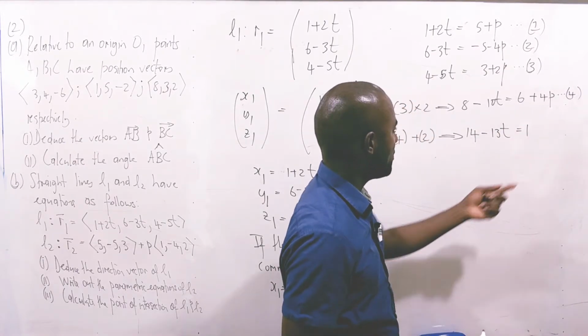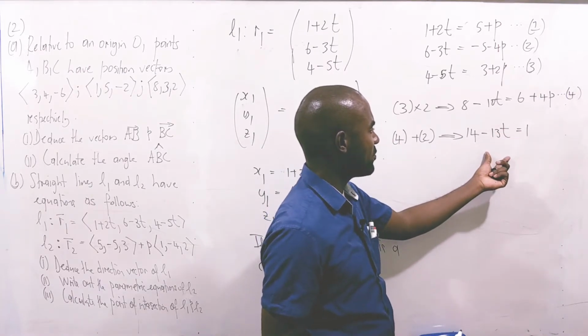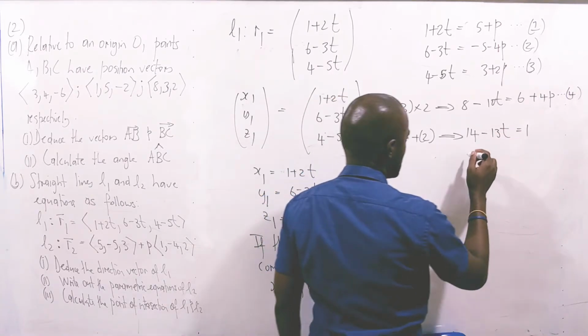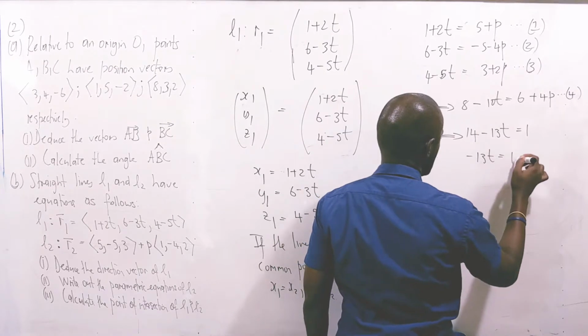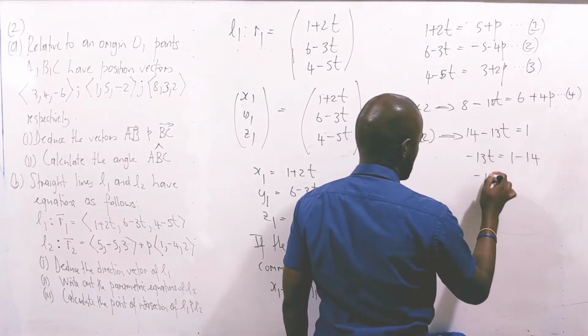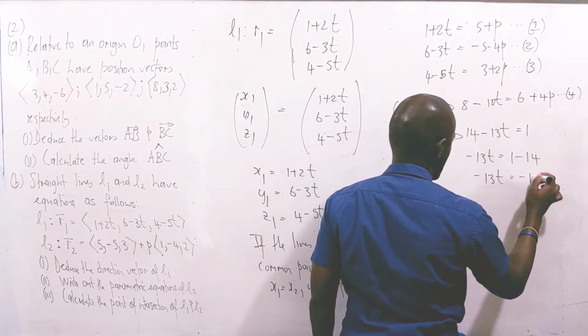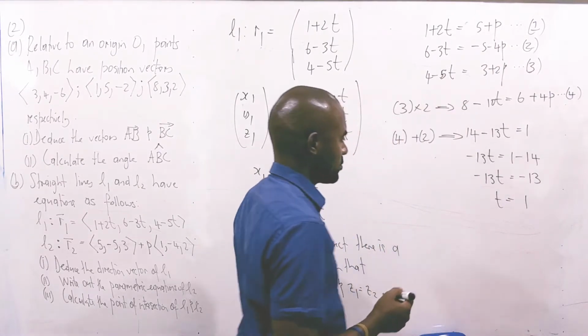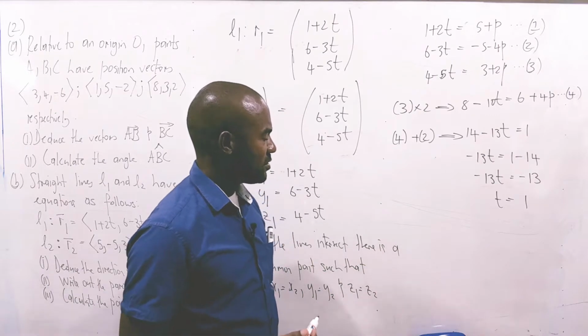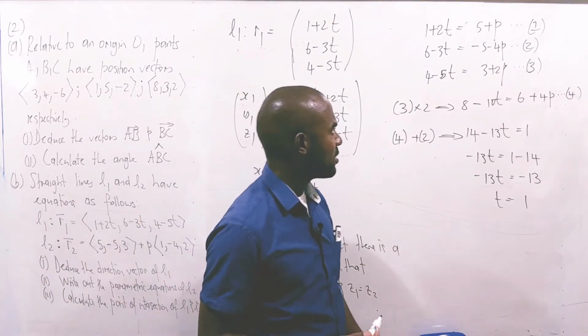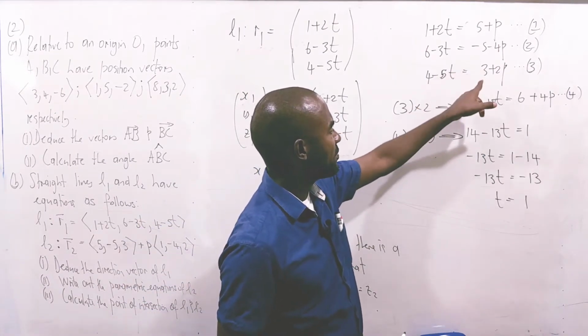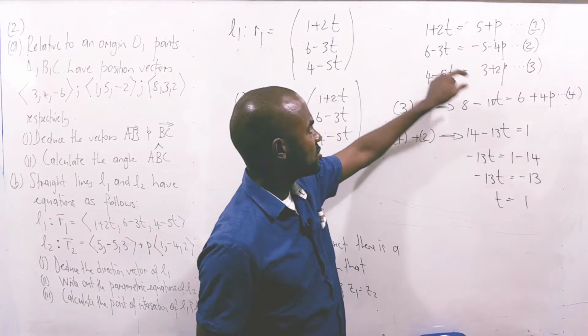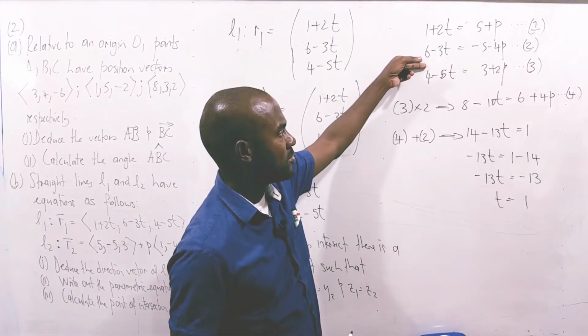So now we have eliminated p, and now we can solve this equation for t. So we get minus 13t is equal to 1 minus 14, minus 13t is equal to minus 13, and therefore t is equal to 1. Now that we found the value of t, we can substitute it into either equation 2 or 3 to find the corresponding value of p, since those are the two equations we basically solve simultaneously.